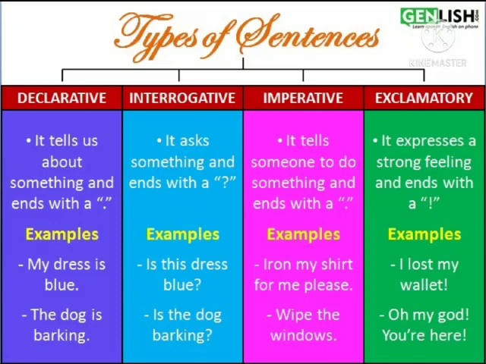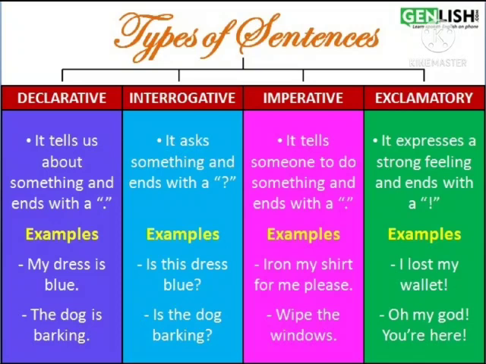Actually, most sentences are general, like whatever I am speaking now, so those are all declarative sentences. Simple statements, general statements, all statements are declarative sentences and they always end with a full stop. For example, my dress is blue. It's a simple statement. My dress is blue. So it's a declarative sentence and it ends with a full stop also.